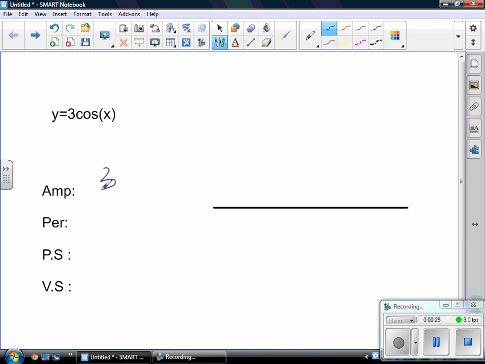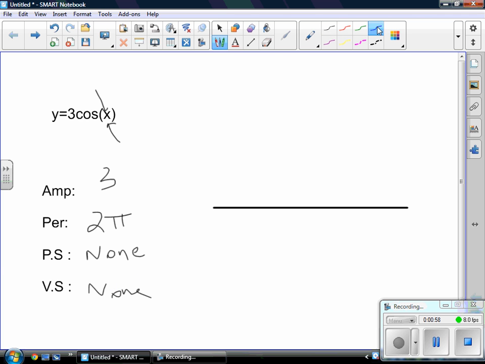Period is if there's anything with this x or with theta. Since there's nothing with that, the regular period of cosine and sine are both 2 pi. Phase shift, which is left and right, is if there's anything else inside the parentheses. Not the number connected to the x or theta, but the number that would be minus pi over 2 or something. So there is none here. Vertical shift would be on the end, which is my k value. There is none here either. So this is just focusing on the amplitude change.